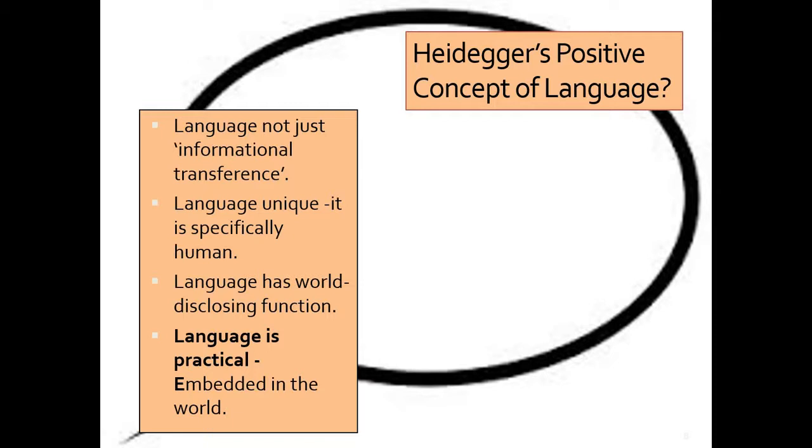It has to show a world, truthfully, as it's occurring, in the process of occurring. In that sense, it's very, very practical. It has to be concrete, embedded in the world, enmeshed in our life, right? So language has to have a world-disclosing function.